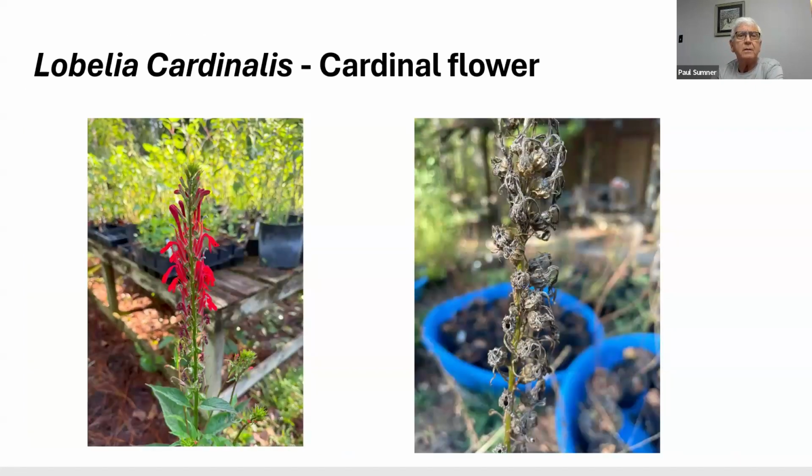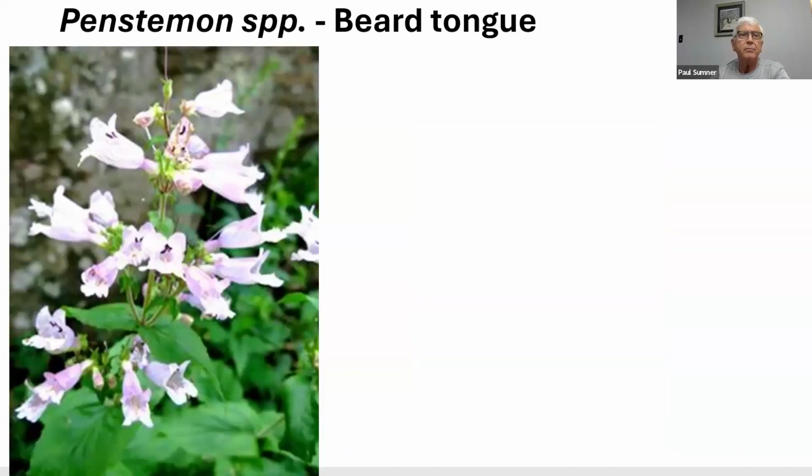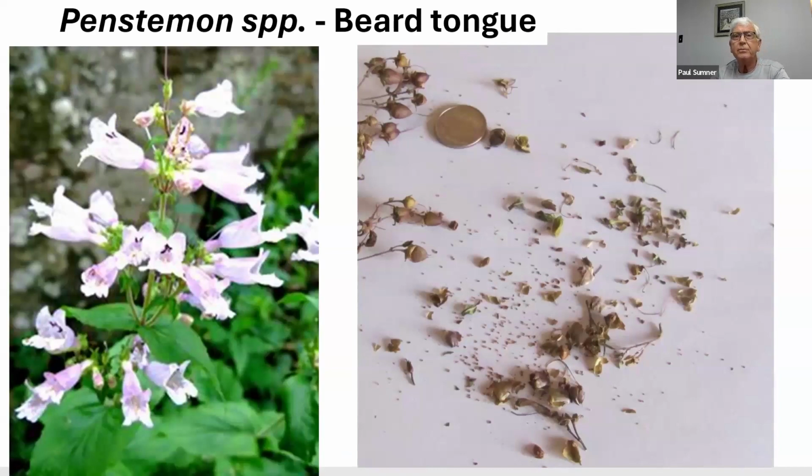Cardinal flower. When the flowers are spent, what's left is the capsules, and each one of these capsules on the right has several seed in them. When you mash them and you're processing them, those seed will fall out, and they're real fine seed. They're similar to the beard tongue seed, as you see here in this picture. The small particles on that white paper are the seed from the beard tongue, and the cardinal flower seed are a little bit bigger than that.